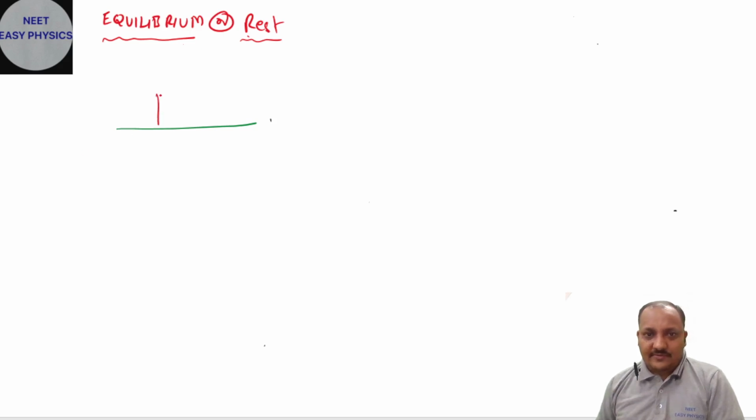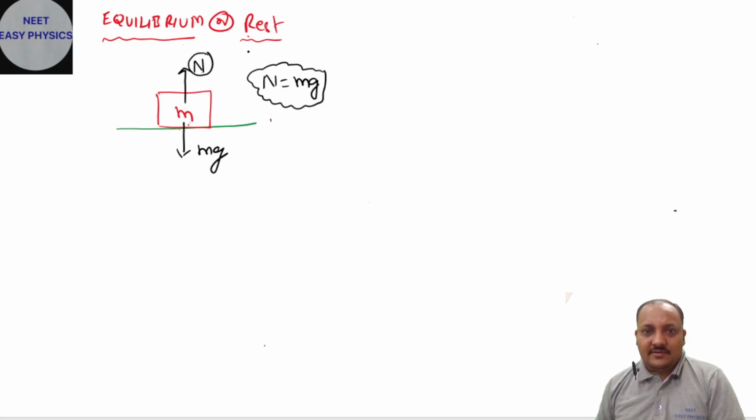Let us assume we are taking an object of mass m placed on a horizontal surface. How will the gravitational force act? We said downwards. To balance this, an equal and opposite reaction force, which we call the normal reaction, acts. Whenever this object is at rest, the normal reaction is equal to mg. N is equal to mg.